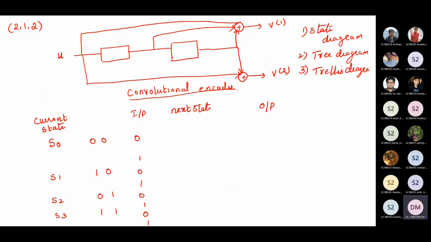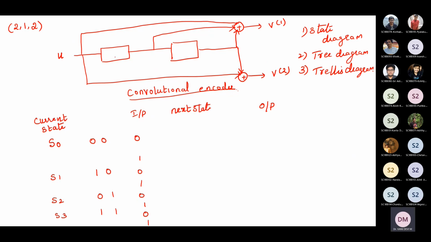So first, to draw this one, we have to find out the state table. For example, this is S0, that is here 0, 0. Okay, 2 memory elements, so number of states is 4. If 0, 0 is there, initial, that is current state is 0, 0. If I give input 0 to it, what will be the next state? So here it is 0. If I give a 0 as the input, the next state again will be 0, 0 only, that is S0 state. If it is S0 state, what is the corresponding output?